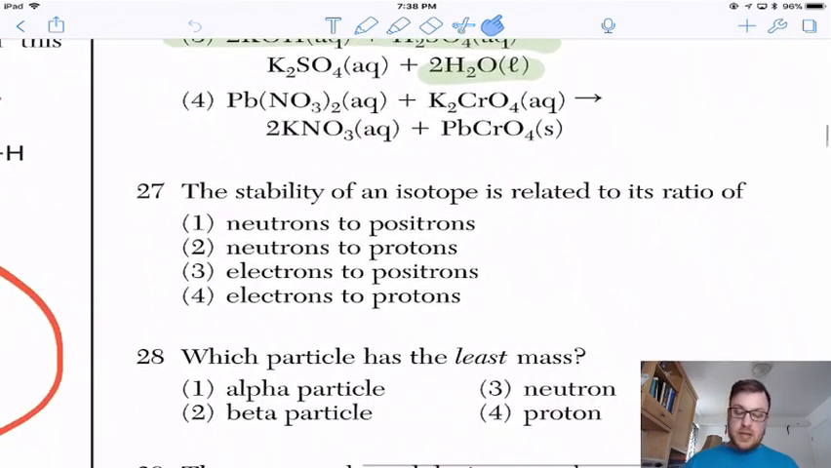The stability of an isotope is related to its ratio of... We've already talked about isotopes in like 2 previous questions. It's about protons and neutrons. Isotopes mean same protons, different neutrons. So, we probably want to pick the answer choice that involves protons and neutrons.